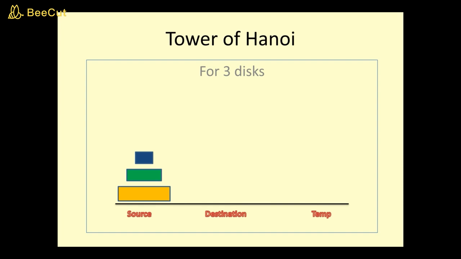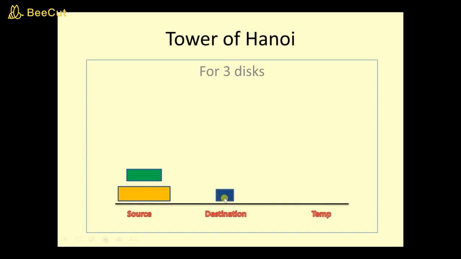I will explain in short what the problem is about. In this problem, we need to move the disks from the source to the destination tower in the same order, from the smallest to larger to the largest disk. We have to keep two rules in mind before doing that. The first one is we can move only one disk at a time. And the second one is the larger disk cannot be placed on the smaller one.